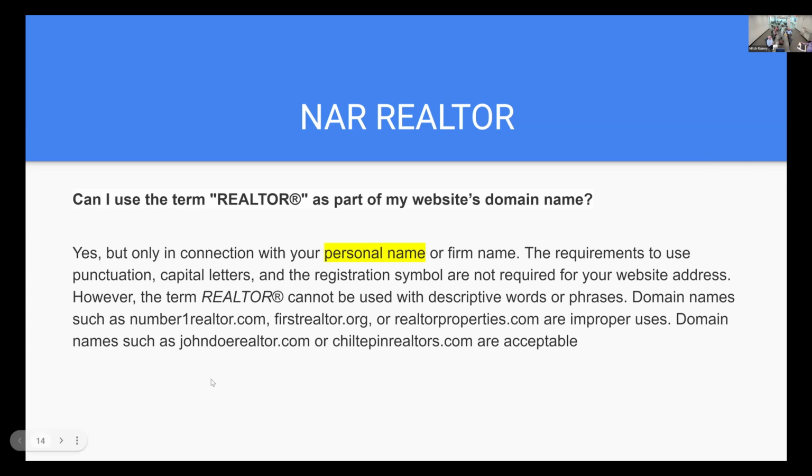This one here, you see it violated a lot. And this is not something TREC is going to go after you for, but the association can because it's a copyrighted name.